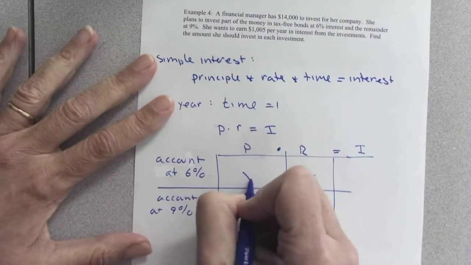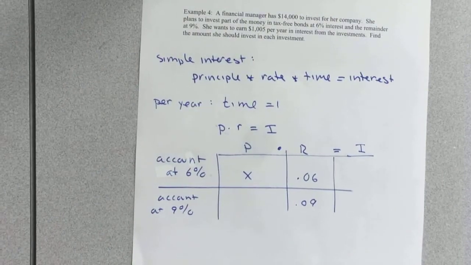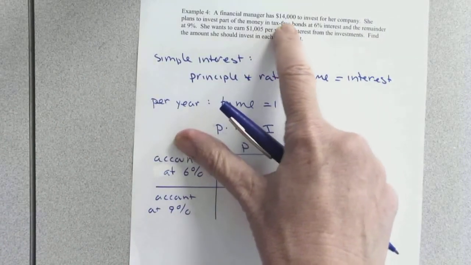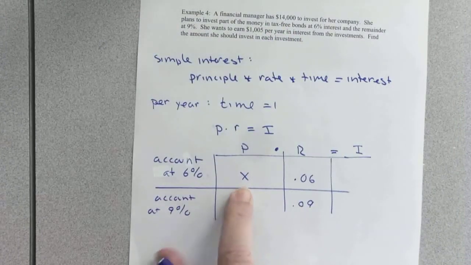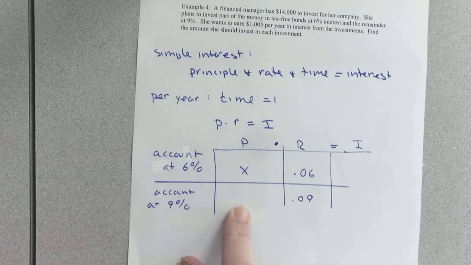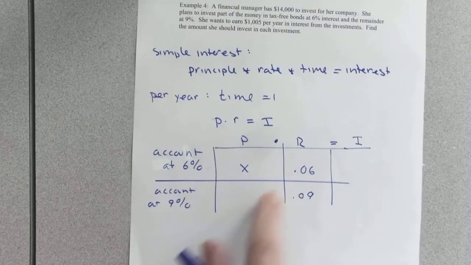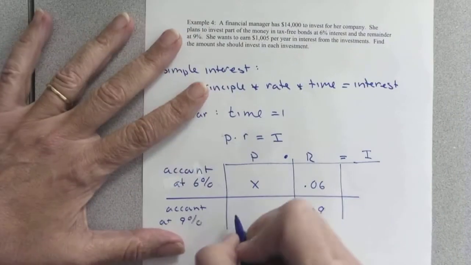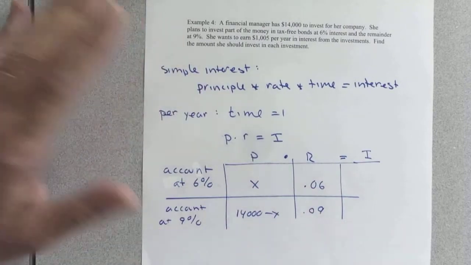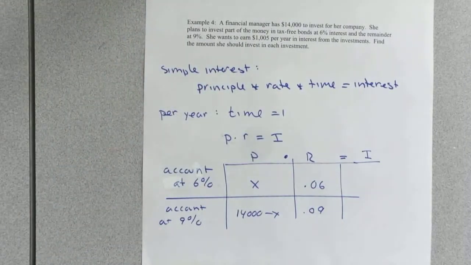Okay, let's just pick one of these at random. There's the principal for one of them, X, because it says find the amount she should invest in each investment. So we're just going to say at random, she's going to put X dollars into the 6% account. She had $14,000 to start. She essentially has spent X of it. So now we need to figure out what's left. And if I had students in my classroom, I'd ask, what's left? She started with $14,000 and spent X of it, so what's left for the second account is $14,000 minus X.